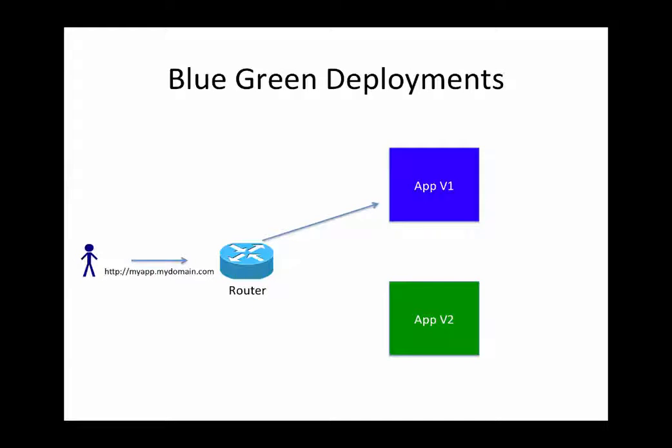Now once that green deployment is ready, what we would do is switch over the connection from the router to the green version of the application, the version 2 of the application, and at the same time remove the connection to the version 1 of the application. That's called a blue-green deployment.